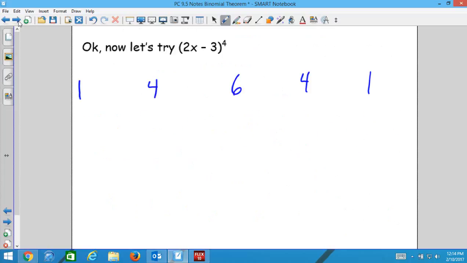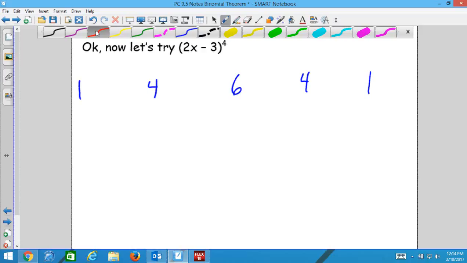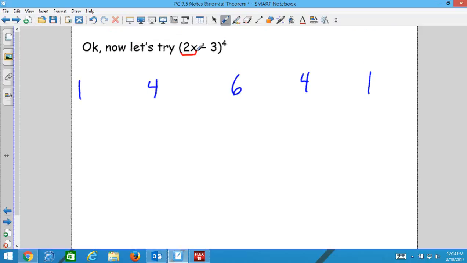All right, so those are our coefficients. Then the first term is now 2x. It's not just x, it's 2x. So how many 2x's are going to go here? You need to have 2x in parentheses to the 4th, because we're going to have 16x to the 4th, not 2x to the 4th. The entire first term in that binomial. So then we'll have 2x to the 3rd, 2x squared, 2x to the first, and then 2x to the 0, which is not really there.